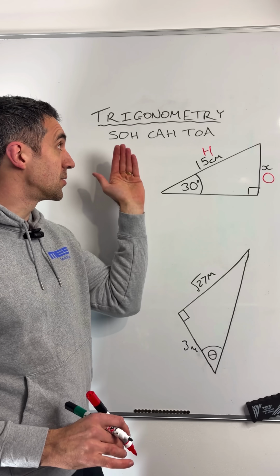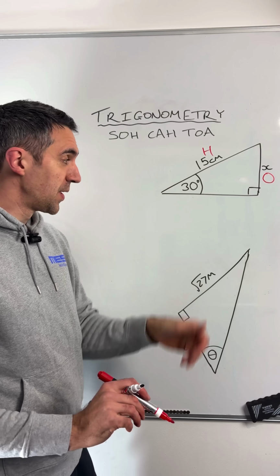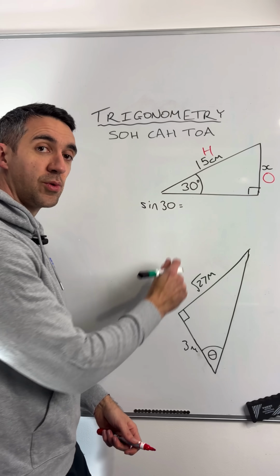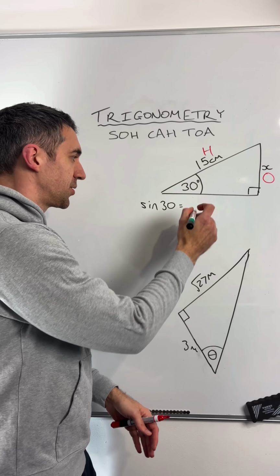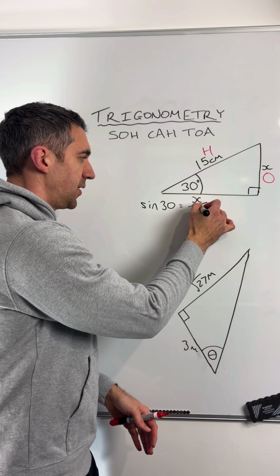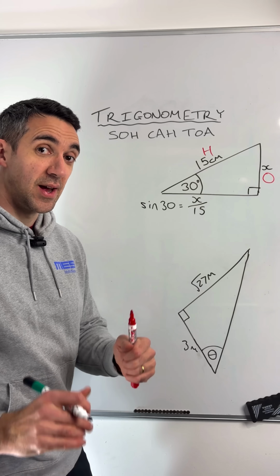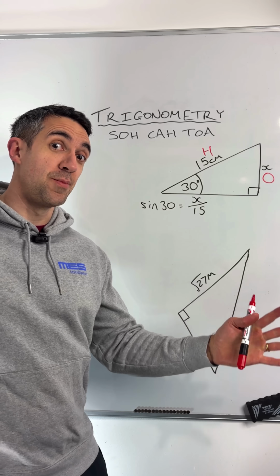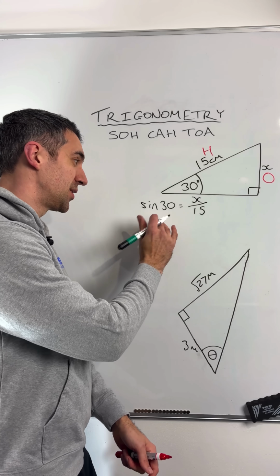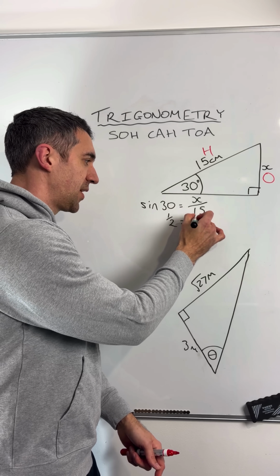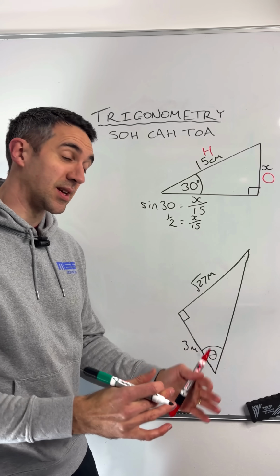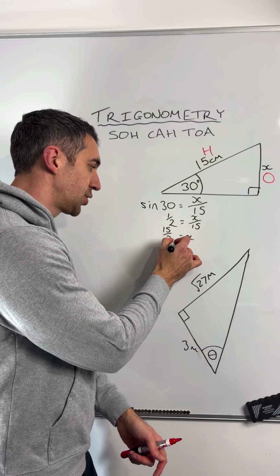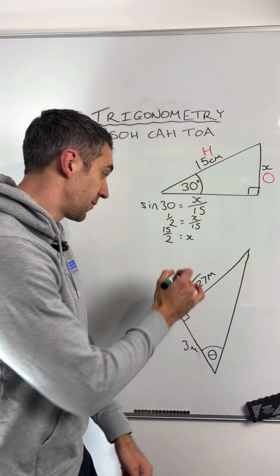So now I'm going to use my SOH to write down that sine 30 is equal to my opposite over hypotenuse. So I've got my x over 15. So there's my equation. Now if I'm using a calculator, I can use sine 30 on that to find out what it is. If we're going hard mode without a calculator, we know that sine 30 is a half. So we have a half equals x over 15. That's our basic equation to solve, with times by 15. We get x equals 15 over 2, or 7.5 if you want to go for the decimal.